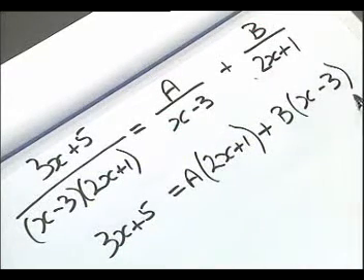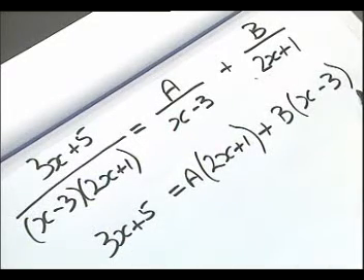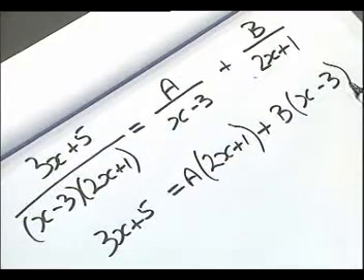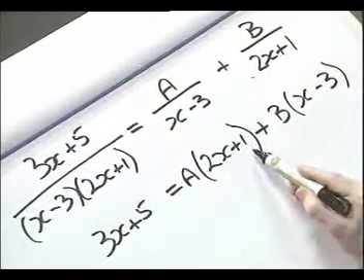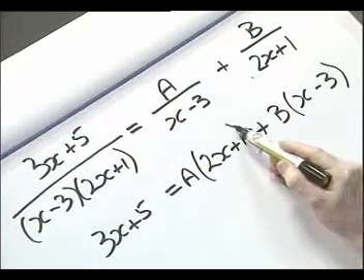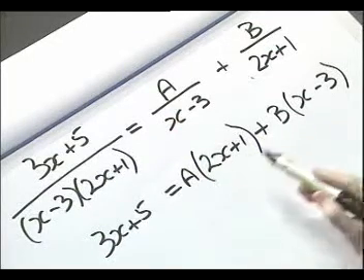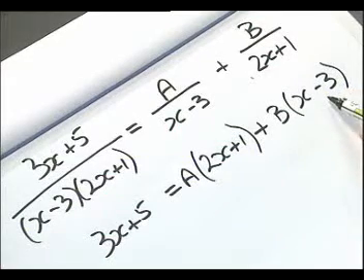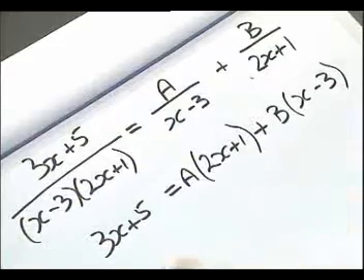Now this is an identity, which means that it is true for all values of x. If this is so, then we can substitute special values for x, and it will still be true. For instance, if we make x equal to minus a half, this bracket will become 0 and a will disappear. If we make x equal to 3, this bracket will become 0 and b will disappear. And I'm going to do just that.